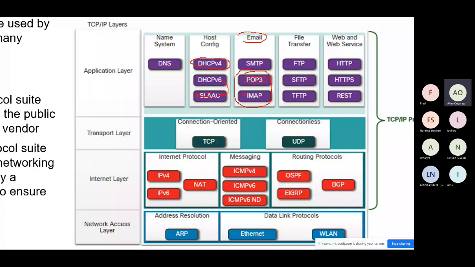So IMAP is the one that stores a copy of your emails. After you read an email, you can still refer to that email tomorrow, or the day after, or next year, or in the next 10 years. Internet Message Access Protocol. Let's go to File Transfer Protocol.